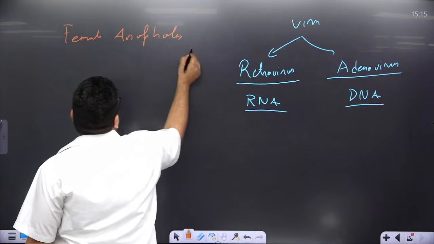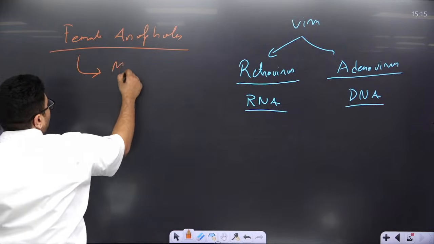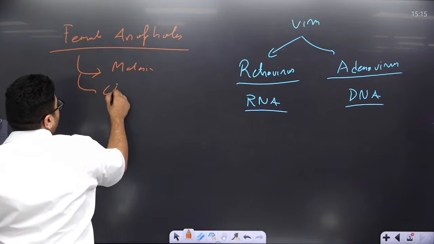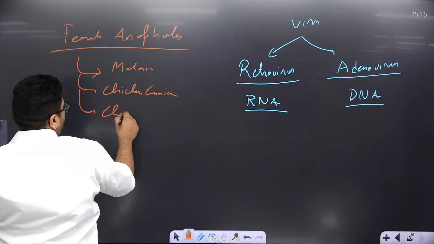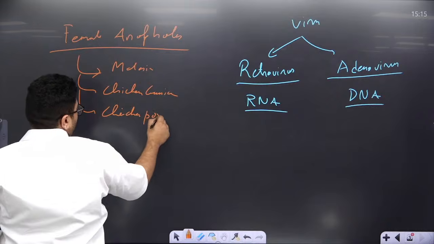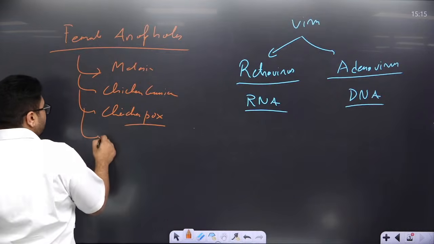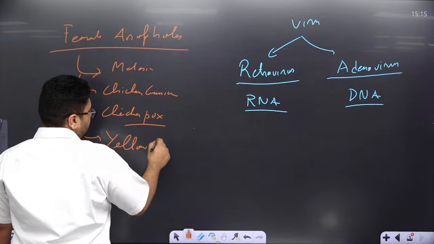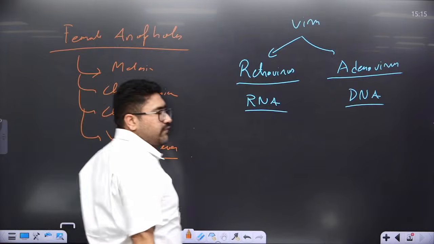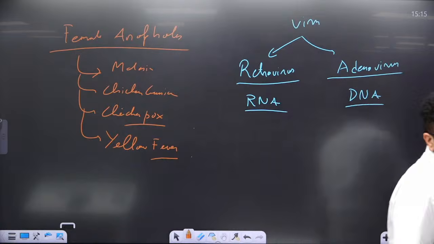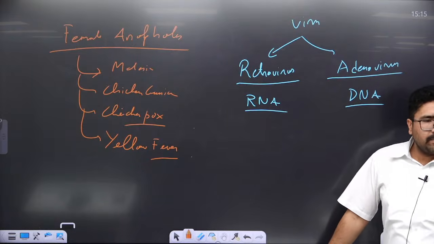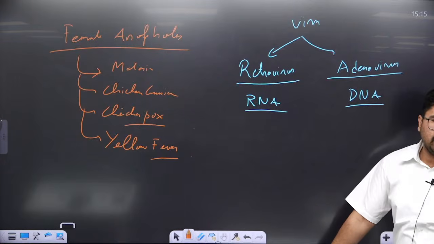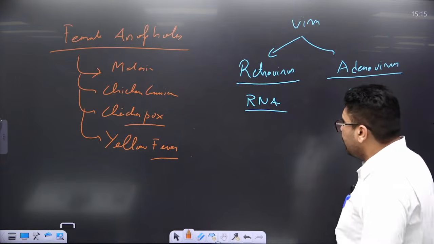Female Anopheles mosquito has been known to spread malaria, chikungunya, chickenpox, and yellow fever. So there are several other diseases which can be spread by female Anopheles mosquito. What is unique is that the disease will be caused by one mosquito, but one mosquito can also cause multiple diseases. So that relationship you need to remember.